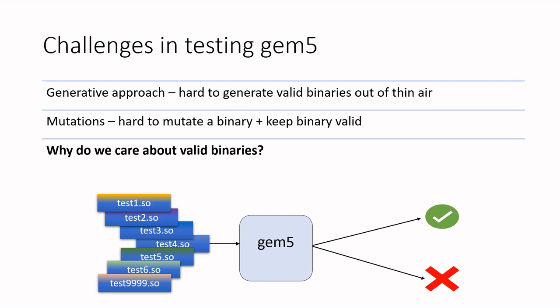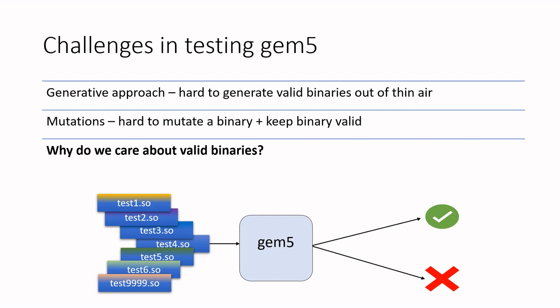Basically, why do we care about binary files? This is to try to reach as much as we can of Gen5. So in this example, you can see that if we try to test just a bunch of binaries that are valid, we will test probably the beginning of Gen5. But a lot of the system is not going to be tested. So our approach is going to focus on this red area that is not tested yet.